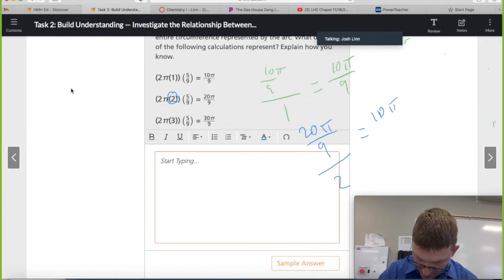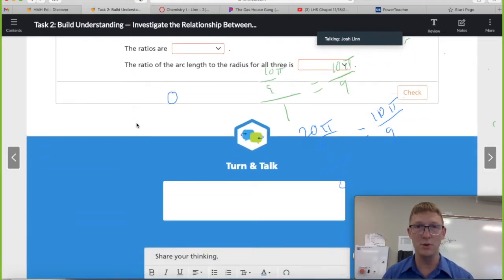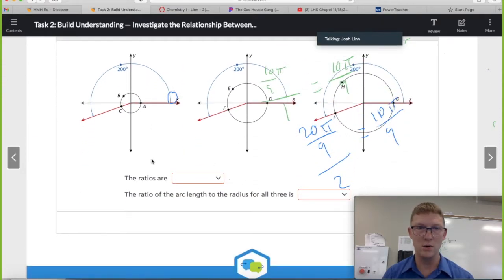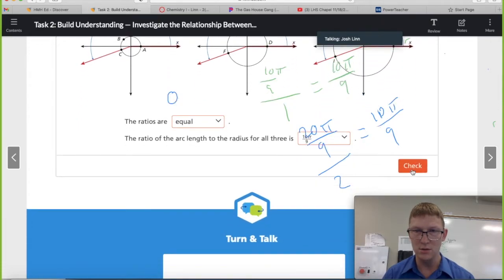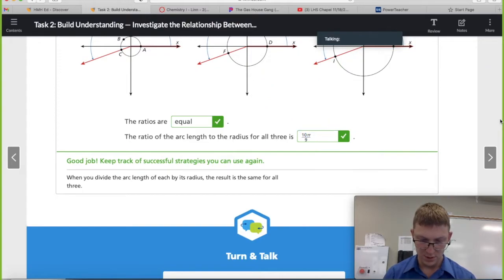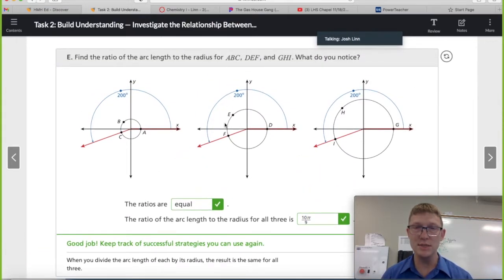10 pi over 9. And guess what this one's going to equal? When we do that ratio, it's probably still going to equal 10 pi over 9. So the ratios are equal. The ratio of the arc length to the radius for all 3 is 10 pi over 9. So the fact that that ratio is the same means that we could probably use it mathematically, right?